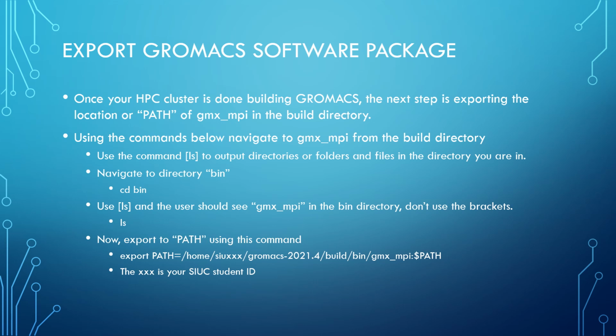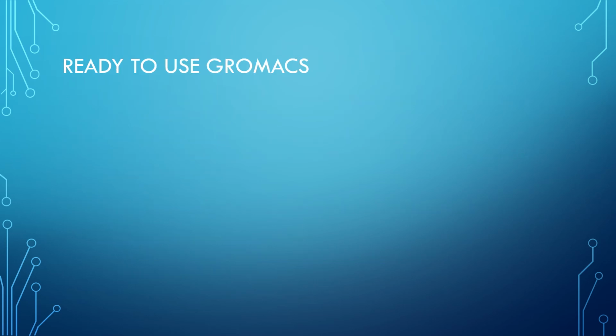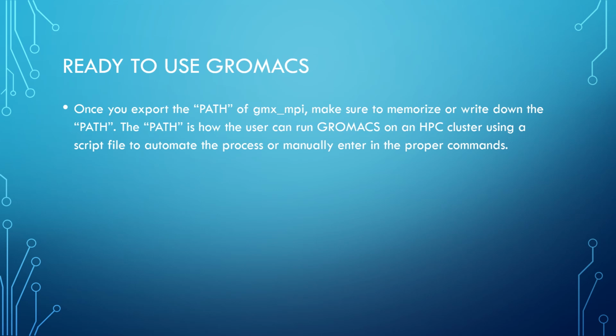And then use ls to find it, and the user should see GMX MPI in the bin directory. Now export the path using the command below, where the XXX is your SIUC student ID. Now you're ready to use GROMACS.